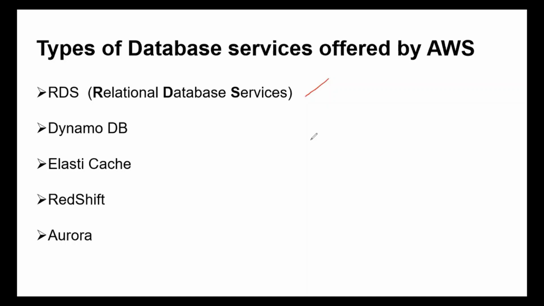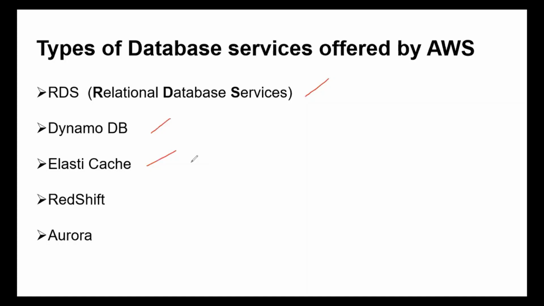Then we have ElastiCache, another database service from AWS, which is typically pointing to the service named Redis, used to improve the performance of your applications. Redis is going to hold a database temporarily in memory, and that is going to improve the performance of the applications.